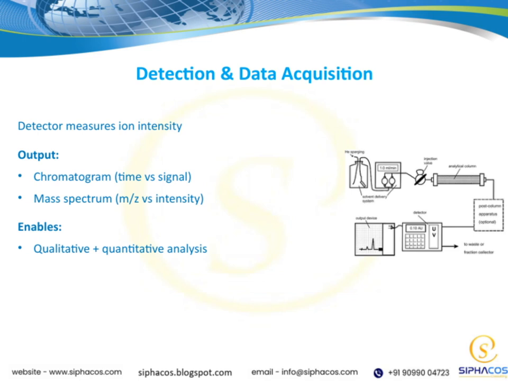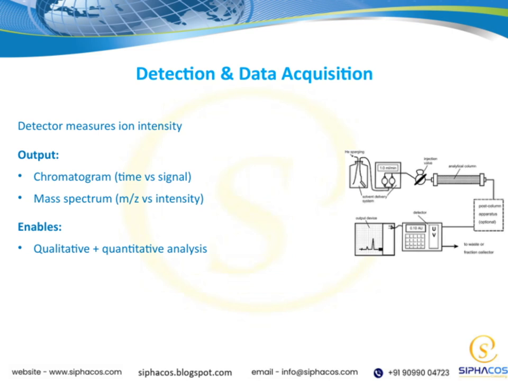The detector's role is to measure the ion intensity, which is essentially capturing how many ions of a particular type are present at a given moment. This measurement allows us to create two key outputs: the chromatogram, which plots time against signal, giving us a visual of how compounds elute over time, and the mass spectrum, which plots mass-to-charge ratio against intensity, providing detailed information about the molecular weights and structure of the ions.